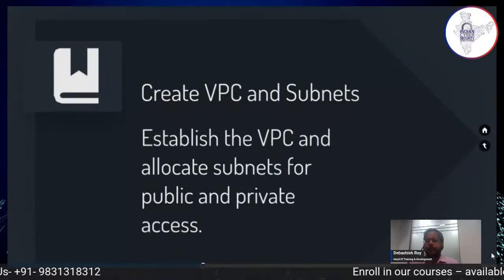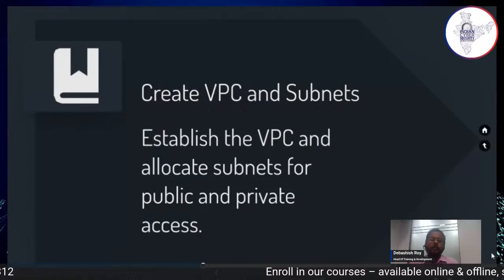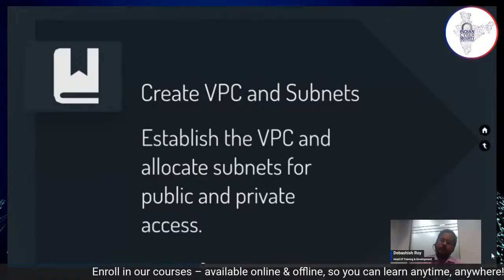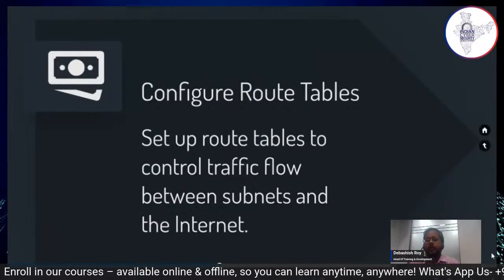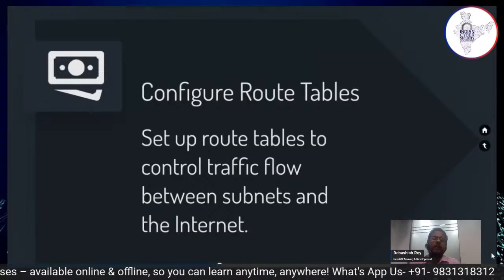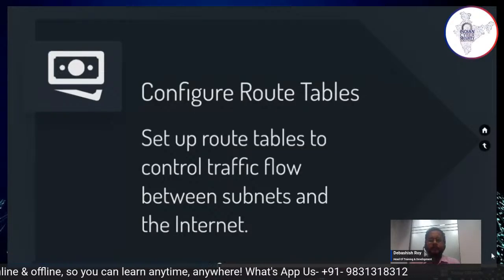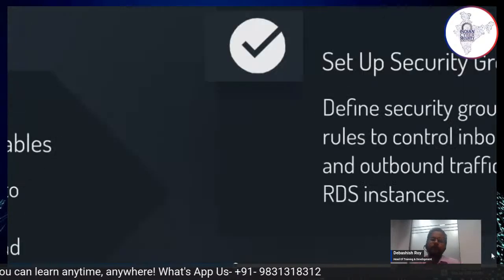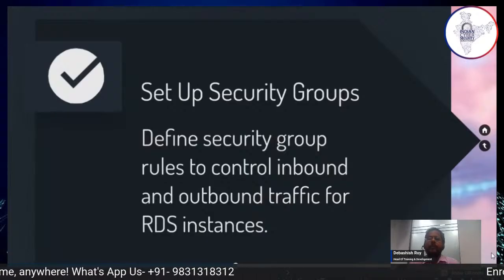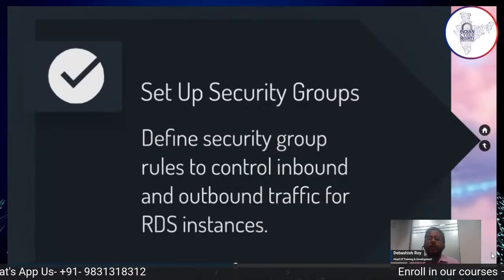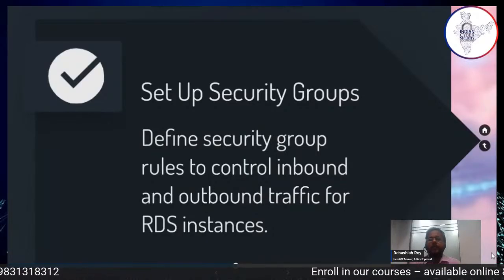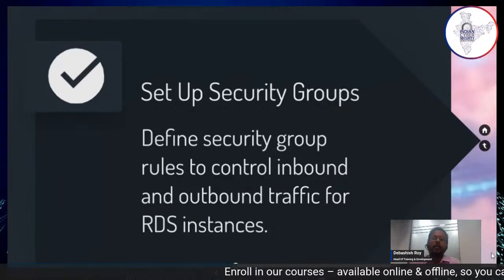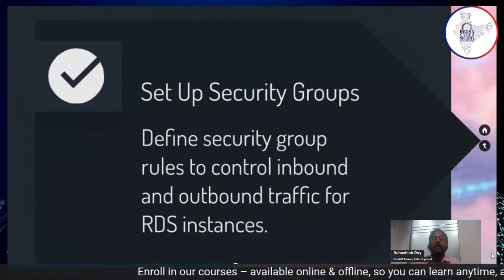Then create VPC and subnets. To establish the VPC and allocate subnets for public and private access, you can actually differentiate. Then configure route tables: set up route tables to control the traffic flow between the subnet and the internet. Then set up security groups. You have to define security group rules to control inbound and outbound traffic for RDS instances. So you have to set up all the security groups so you can control the access.